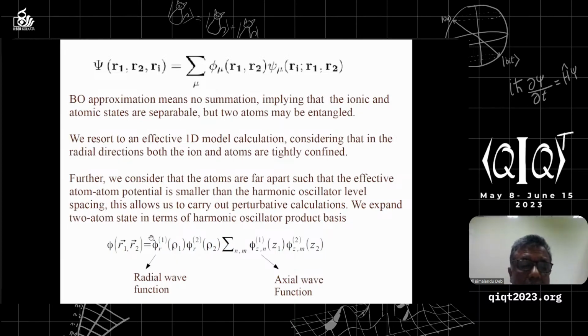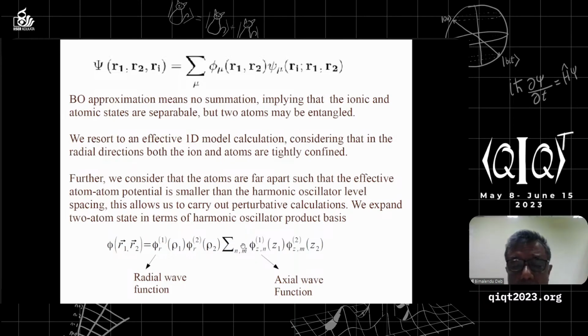Along the radial part, we consider that atomic and ionic motions are cooled, and they occupy the radial ground states, and the interaction potential is not strong enough to excite radial modes. So we are considering only the axial modes, and these are the 1D harmonic quantum numbers, n and m. And this 1 stands for atom 1, 2 for atom 2.